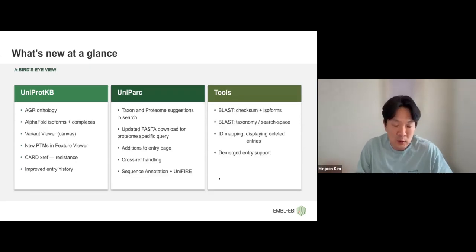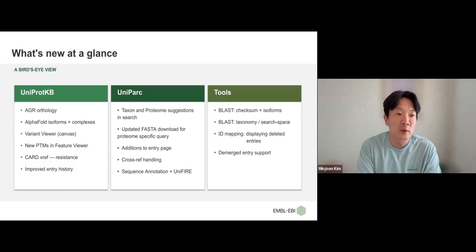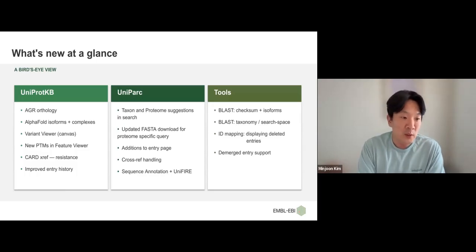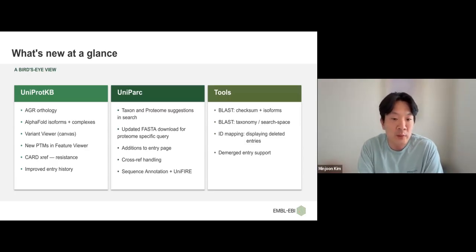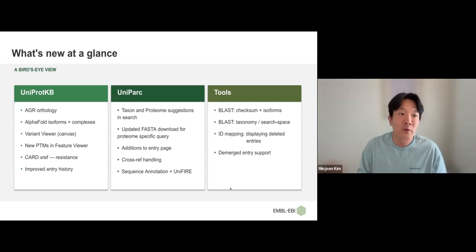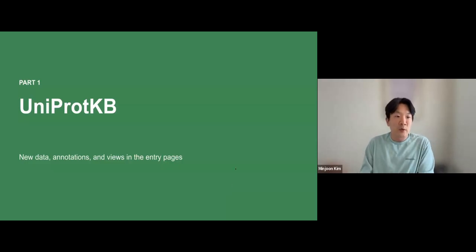A quick overview of what's new. In UniProtKB, I won't go into too much detail here, but we've included the points that you see there. In UniParc, we have some taxon and proteome suggestions, updated FASTA downloads, additions to the entry page, cross-reference handling, and sequence annotations. In tools, we have BLAST and ID mapping improvements. So this is just a brief overview. We'll go into detail starting now. So part 1, UniProtKB.